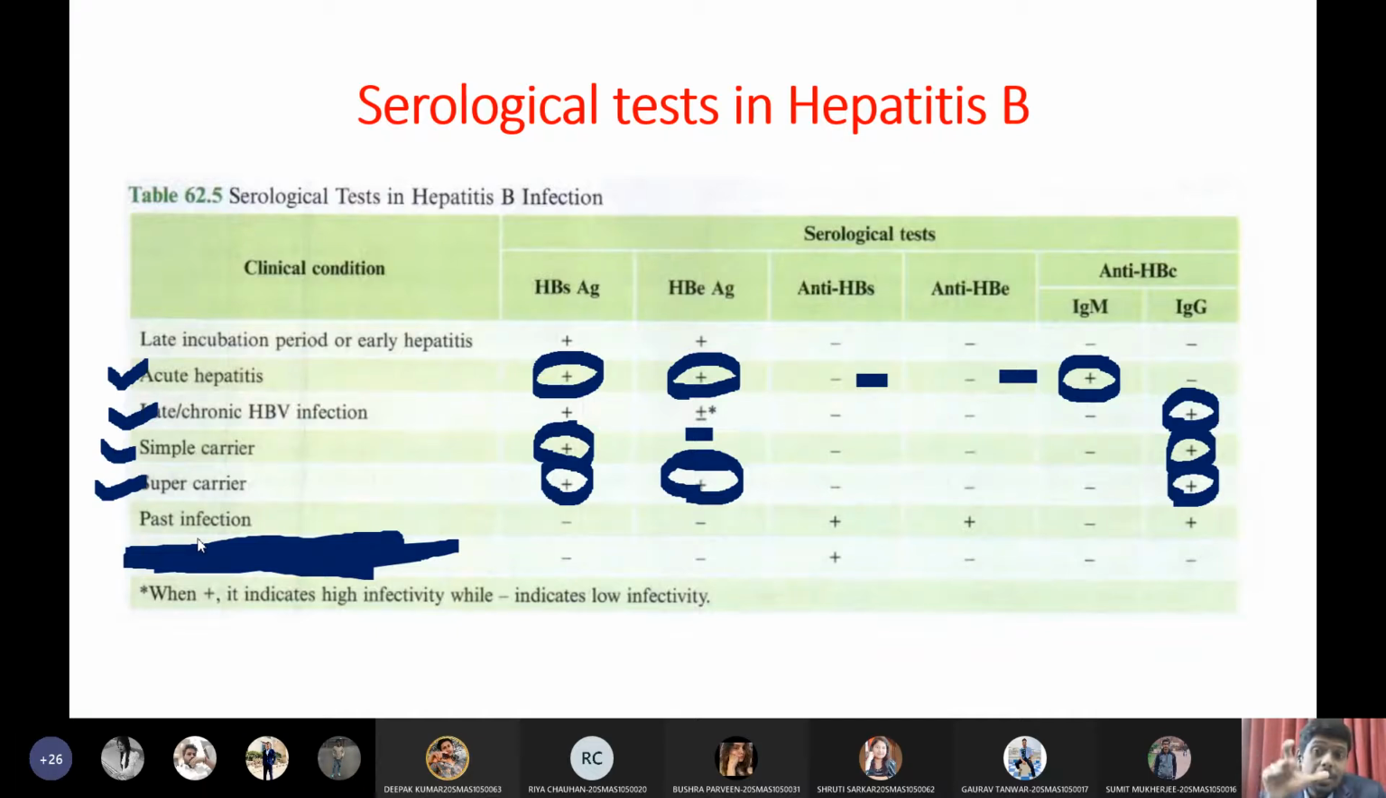Then what will be the markers in the past infection individual? In past infection, since currently they don't have any infection, their surface antigen and envelope antigen are absent. That means the virus already died. There is no more presence of virus in the body. But our body will have the memories of the virus. Our body will have the antibodies of that virus.